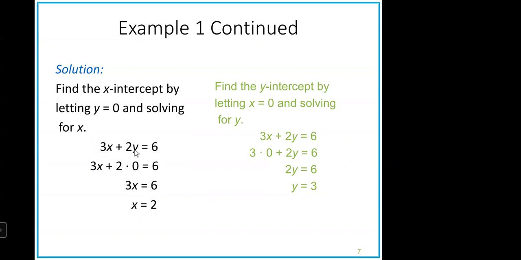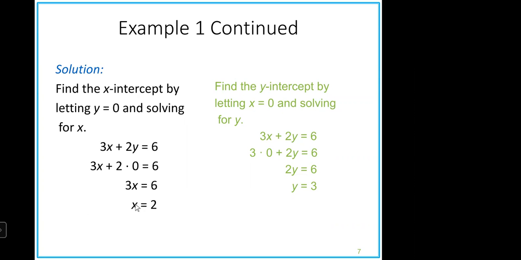3x plus 2y equals 6. So you're going to find the x-intercept first. I said find the x-intercept by letting y equal 0 and solving for x. So this is your equation. If you let y be equal to 0, so that would be 2 times 0, 3x plus 2 times 0 equals 6. Of course, 2 times 0 is 0, so it means that 3x is 6. So that means x would be equal to 6 divided by 3, which is 2.